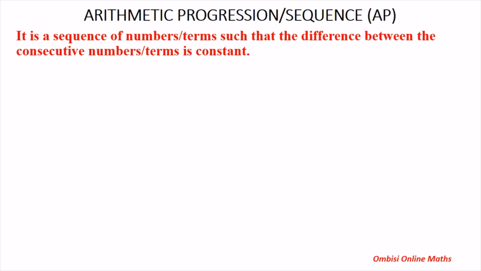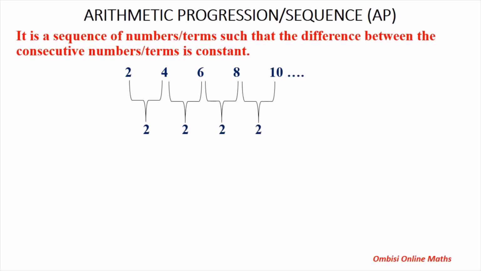For example, if you are presented with a sequence 2, 4, 6, 8, 10, continuing on and on, we can see that the difference between 2 and 4 is 2. The difference between 4 and 6 is 2. The difference between 6 and 8 is also 2. The difference between 8 and 10 is also 2. So the difference between the first, second term is 2. Second, third term is 2. Third, fourth term is 2. Fourth, fifth term is also 2.